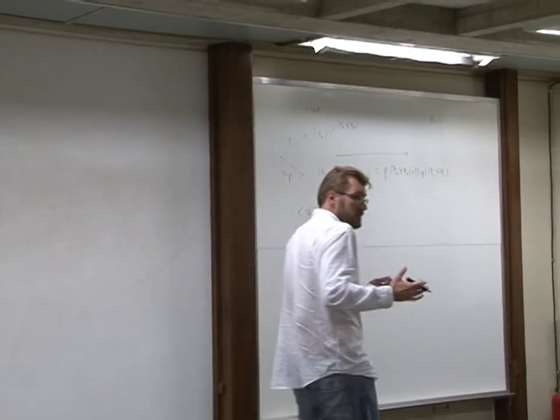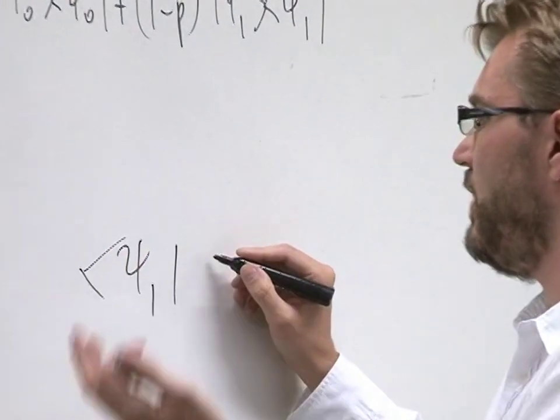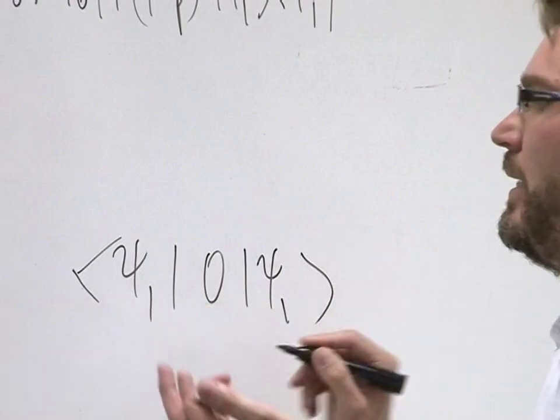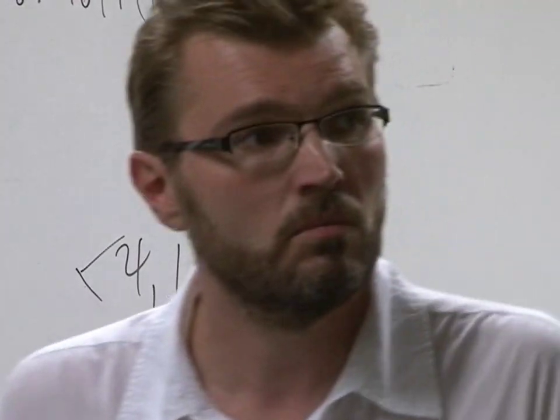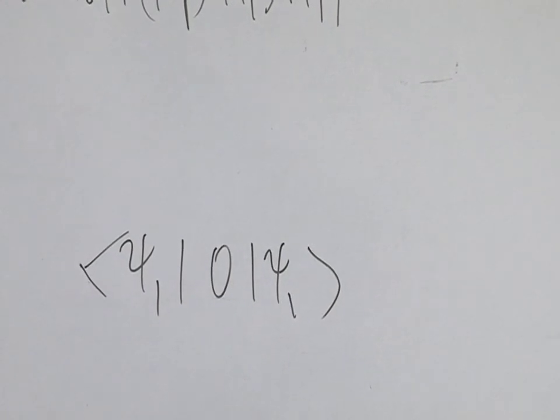And so this is a number, a real number. If you have the average for state psi 1, and quantum mechanics tells you that this is your rule, why is this the rule? Don't question this. These are the rules of quantum mechanics, okay? These are the postulates. No one knows any deeper reason.